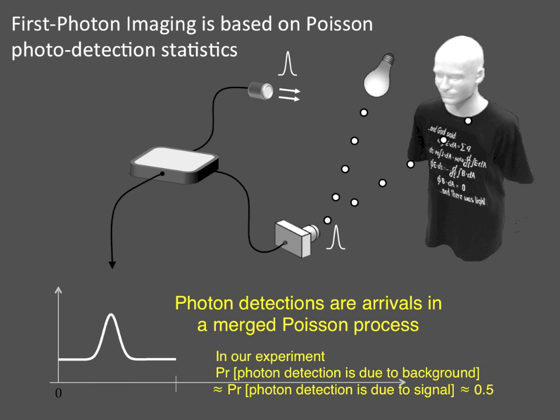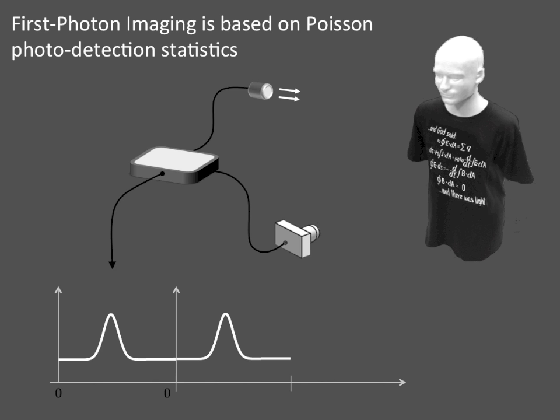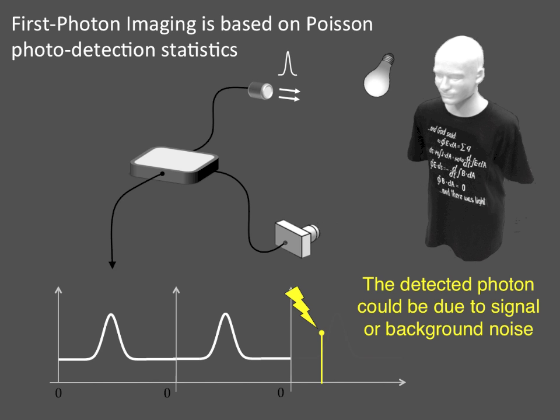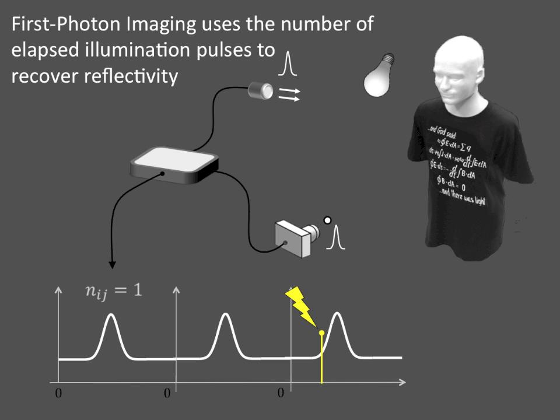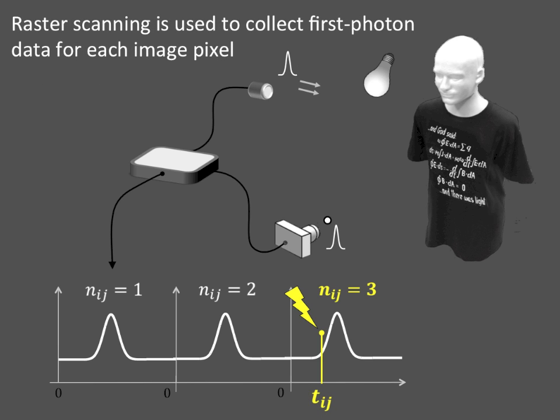Due to the stochastic nature of the photon arrival process, not every illumination pulse results in a detection. We repeatedly illuminate the object with light pulses until the first detection occurs. The first-photon computational imager uses the number of elapsed illumination pulses to recover reflectivity, and uses the detection time relative to the last transmitted light pulse in order to reconstruct range or depth images. We use raster scanning to collect first-photon data at each image pixel.